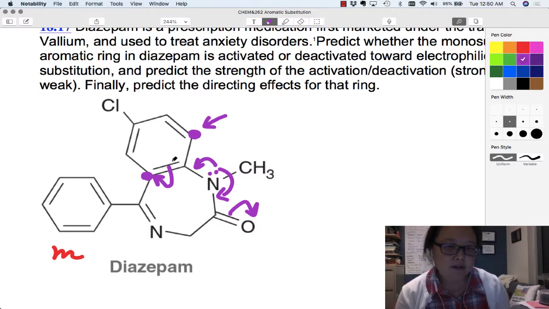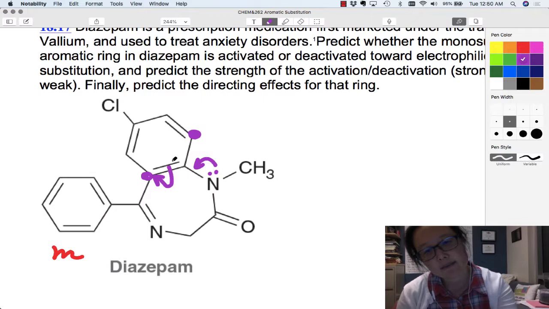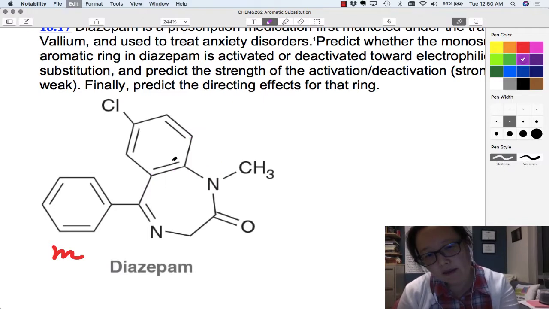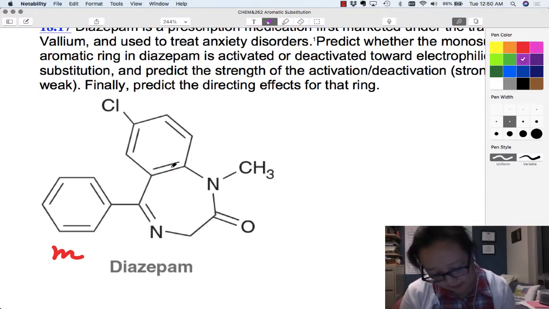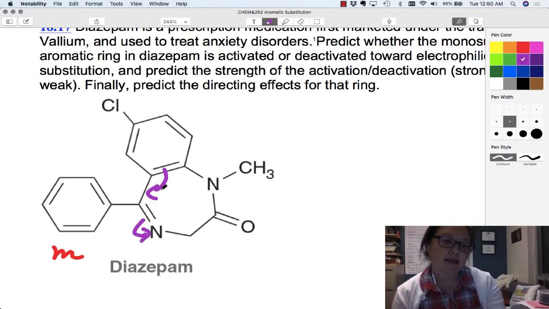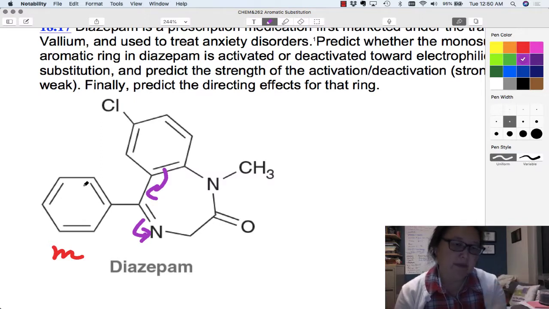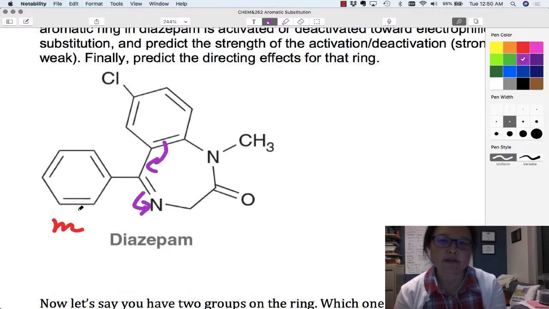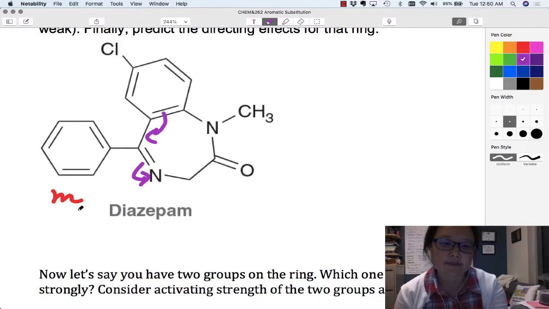And then you could also argue that the benzene ring here could technically be pulled out that way. So this is actually withdrawing this way, but it's donating this way. It's a little bit more complicated to talk about this ring. As far as this ring is concerned, though, which is what the answer key talks about, this is actually pulling density out, so meta director as far as that ring is concerned.